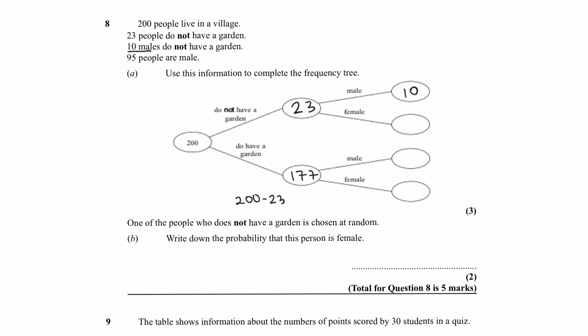So the rest that would not have a garden that are female would be 23 minus 10, which is 13. Then out of the males that do have a garden, it says that 95 people are male. We know that 10 of them don't have a garden. So 95 minus 10 is 85. So 85 of the males would have a garden.